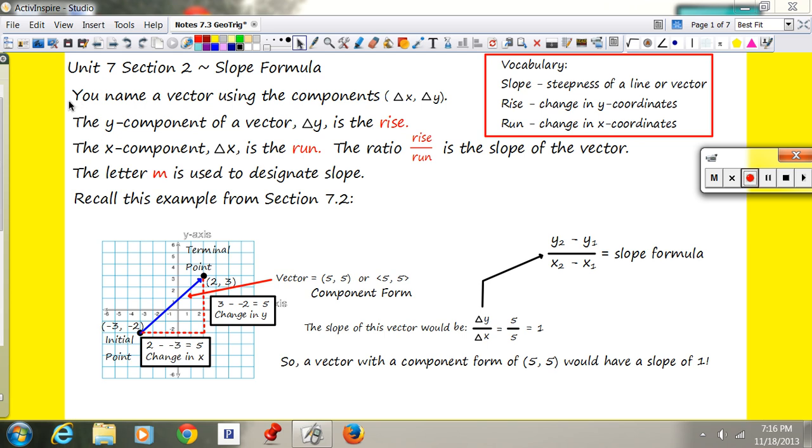So I'll just review a couple of these things. It says you name a vector using the components of the change in x and the change in y. The y component of a vector is the change in y, which is the rise. The x component of the vector is the change in x, which is the run, and the ratio rise over run is the slope of the vector. The letter m is used to designate slope. So this was the example that we learned. It has a component form of <5, 5>, and it has a slope of 1 because 5 over 5, the rise over the run, equals 1.